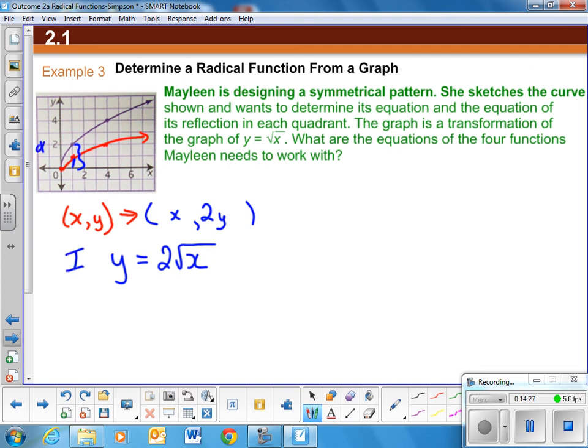Now let's look over here in quadrant number 2. In order to get that same graph, we would have to reflect it in the y-axis. That means that our x values are going to become negative. So in this base function, we would end up with negative x.